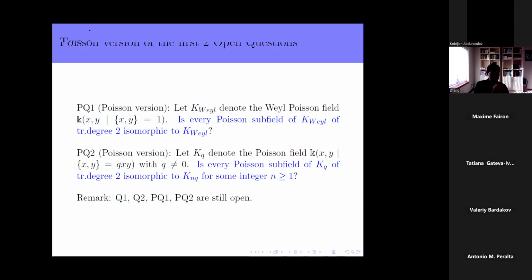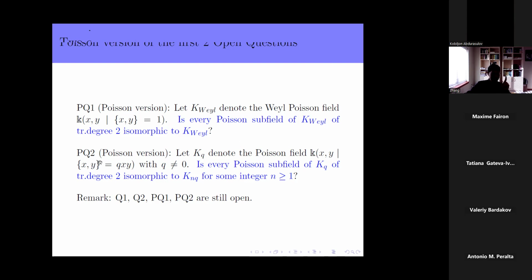So the Poisson version of the first open question is: is every Poisson subfield of this Poisson field of transcendence degree 2 isomorphic to itself, K_W, the Poisson Weyl field? So this is very much like the first open question.